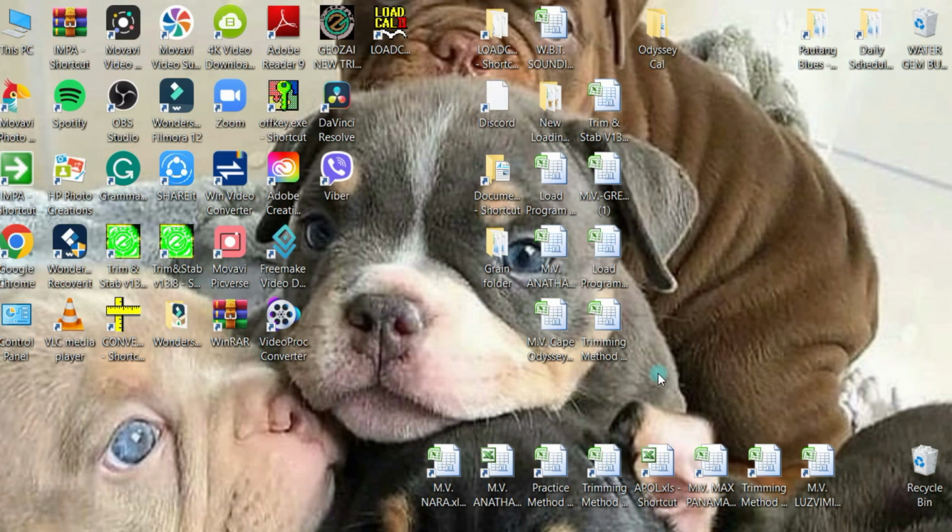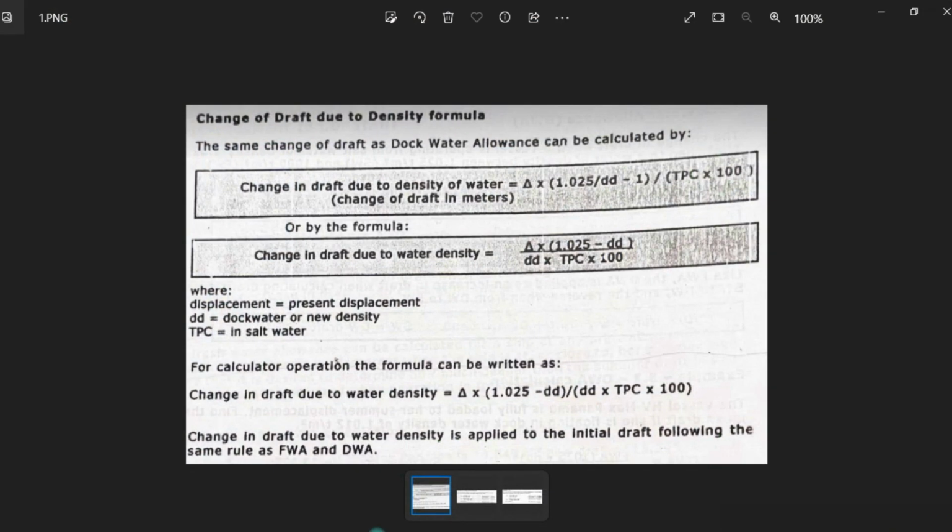Hi guys, we have a new topic for today. It's about change of draft due to water density. So this is the topic now, guys: change of draft due to density of water.